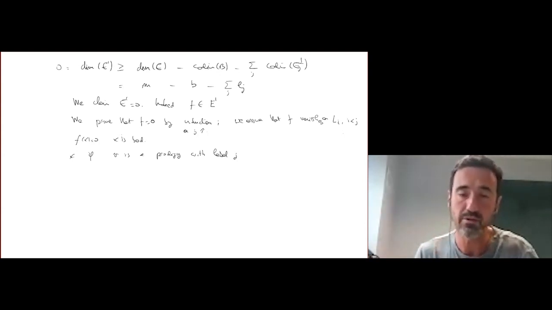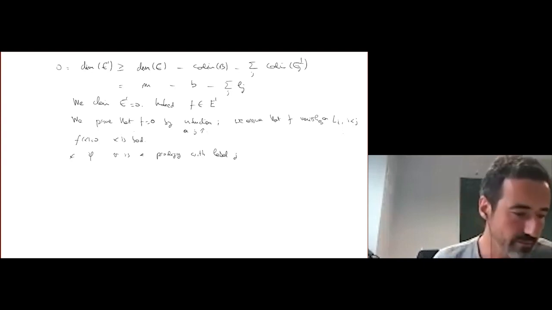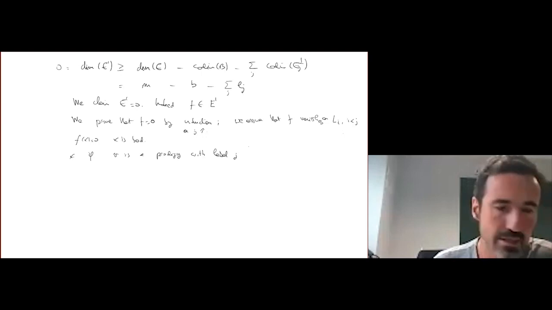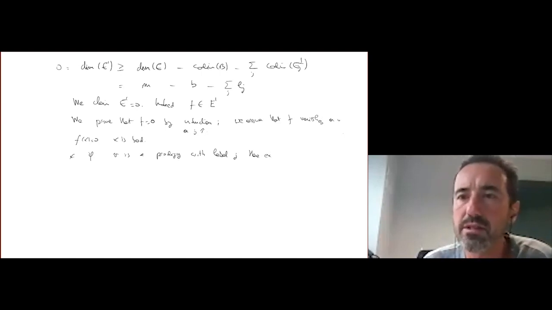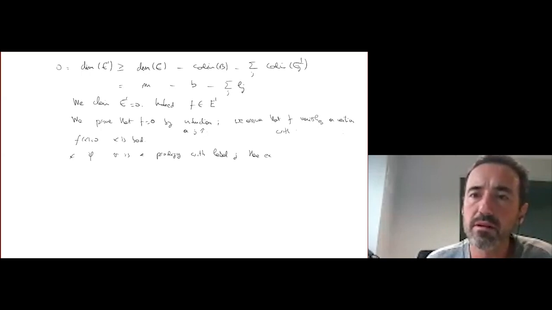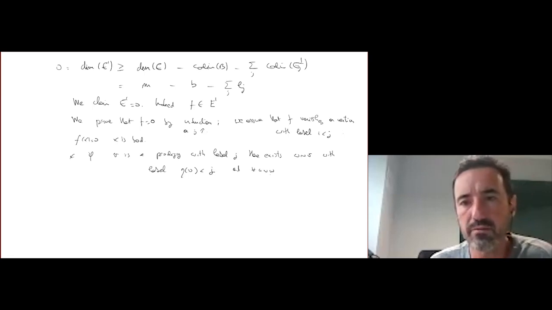So we assume that f is 0 for all vertices with label strictly less than j. If v is a prodigy with label j, then by definition there exists a vertex w, which is a neighbor of v, with label of w strictly less than j, and all neighbors of w which are different from v have label strictly less than j.